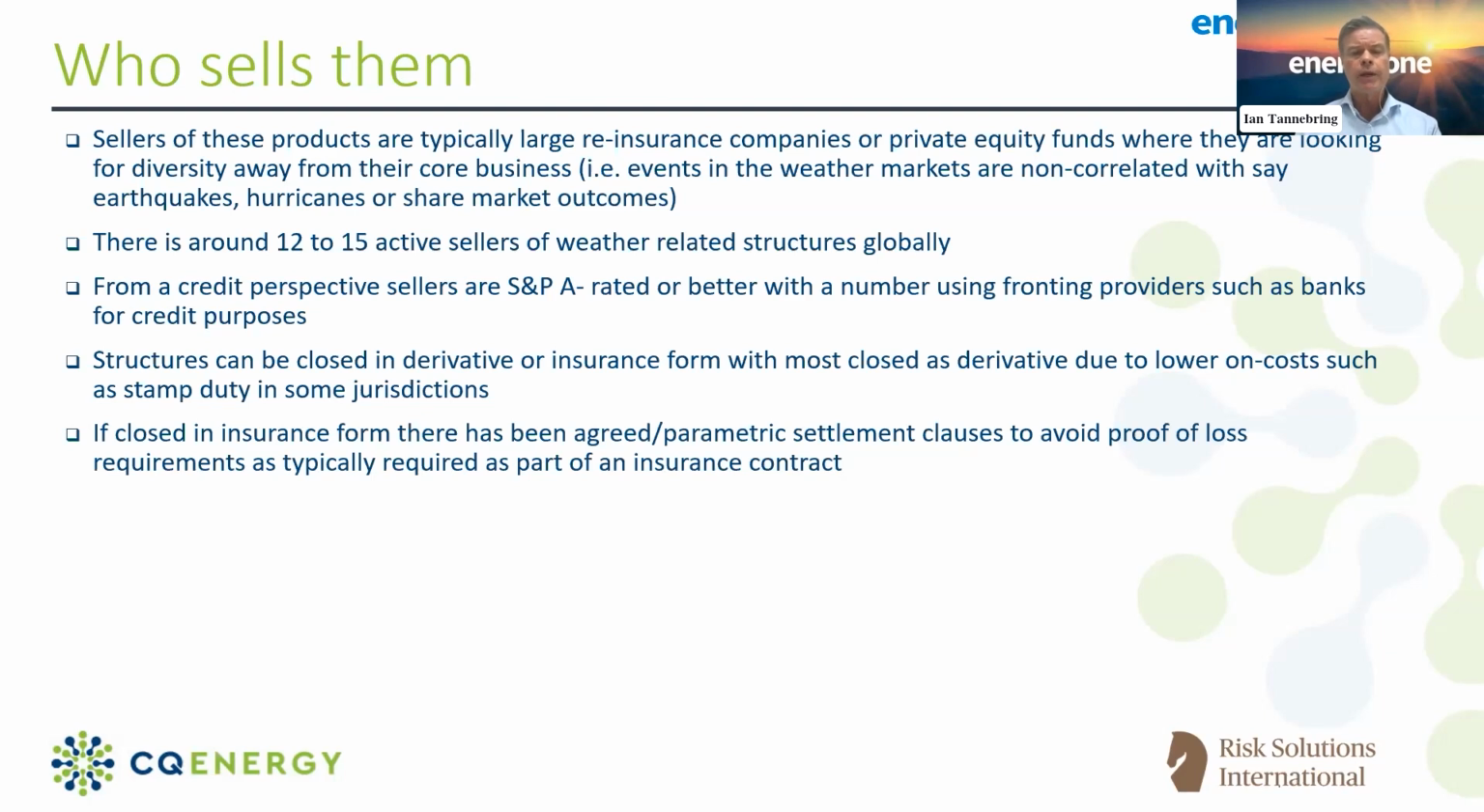So the settlement mechanism between the two forms is very similar, but it's typically the on-costs associated with the insurance paper that makes people go down the derivative path. And as I said, people are familiar with that type of documentation.